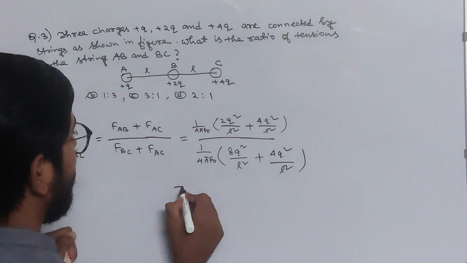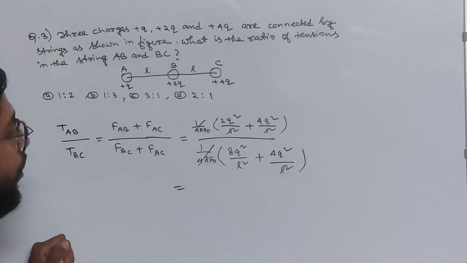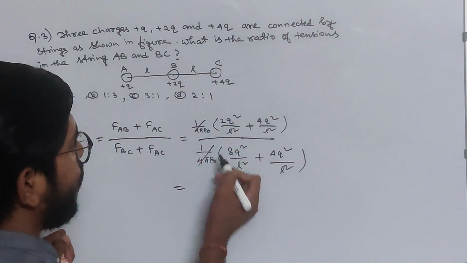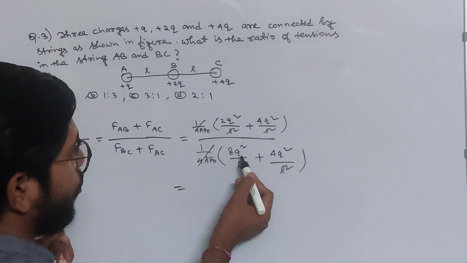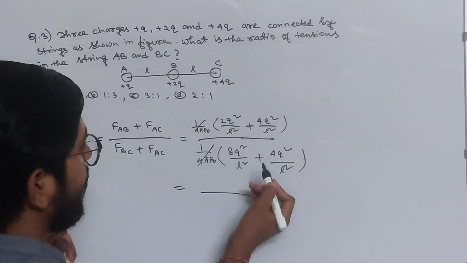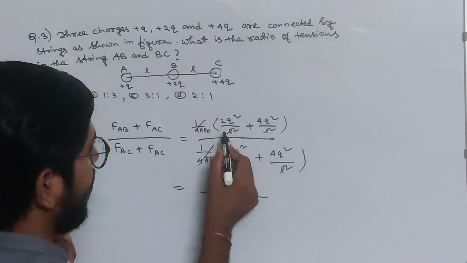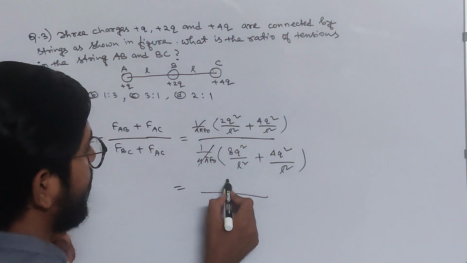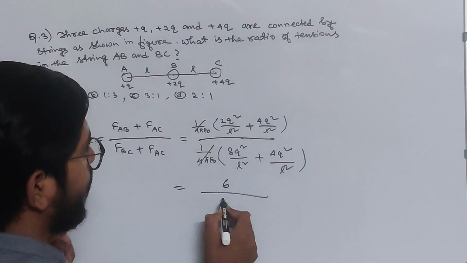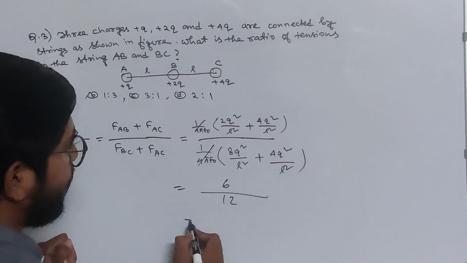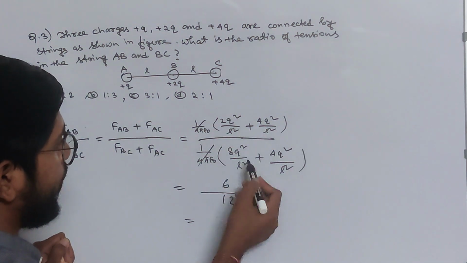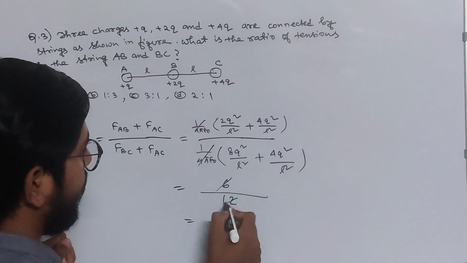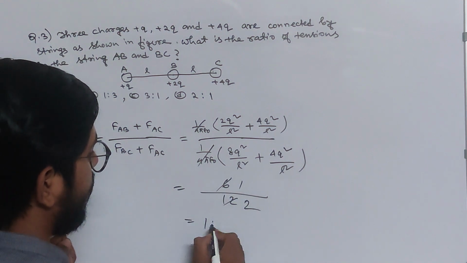Now what will it be? This thing cancels out, and if you take Q square by L square common here and Q square by L square common here, it will cancel out. Then simply it will be 2 plus 4 is 6, and here it will be 8 plus 4 is 12, right? Then it will be nothing but 1:2.